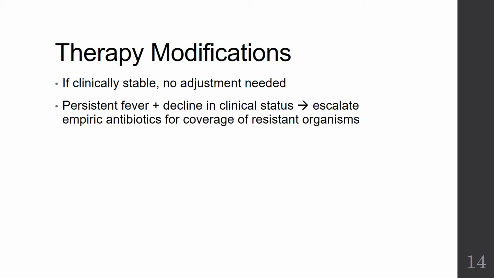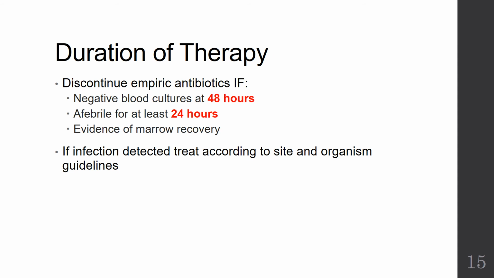So therapy modifications, this is primarily targeting, again, if there is some type of decline in clinical status with a persistent fever, then at that time you would increase and escalate empiric antibiotics depending on what suspected pathogen would be present based on local resistance concerns. So the duration of therapy is going to be a primary concern since this is empiric therapy. And if patients do have negative blood cultures at 48 hours, are afebrile for at least 24 hours, and there is some evidence of bone marrow recovery, meaning an increase in the ANC, then at that time empiric antibiotics can be discontinued. However, if an infection is detected, then it's recommended that that infection is treated according to site and organism specific guidelines.